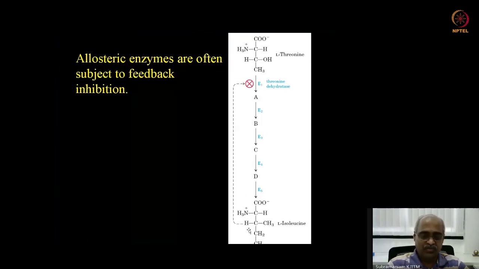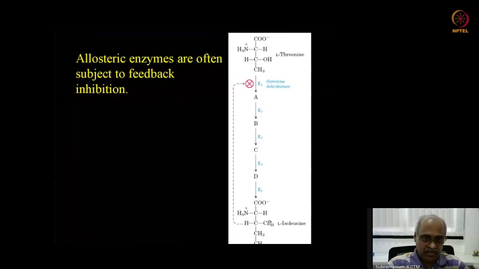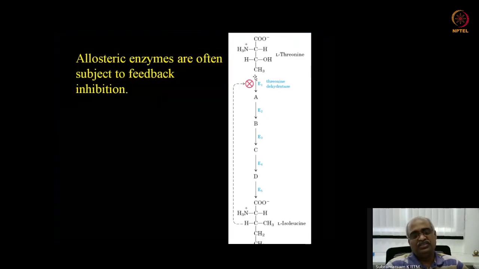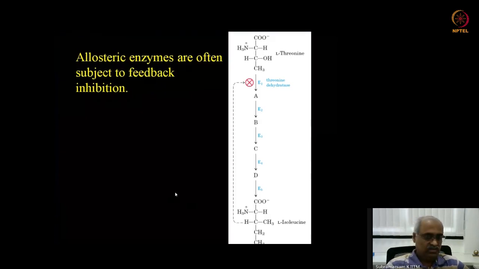And that end of the pathway product acting as a negative allosteric effector of the enzyme catalyzing the first step is a common thing. This we call feedback inhibition, because this is providing a feedback to this pathway. Allosteric enzymes often are subject to feedback inhibition. Usually the first step involves an allosteric enzyme, and that's usually negatively regulated by the end product of the entire pathway.